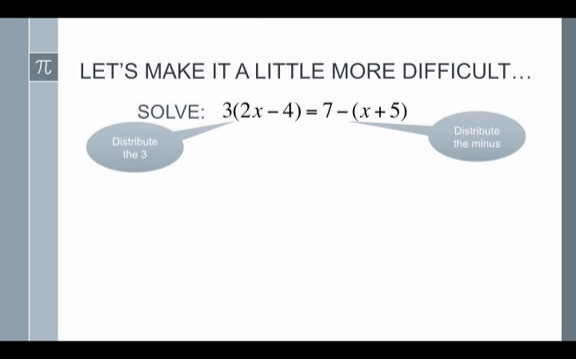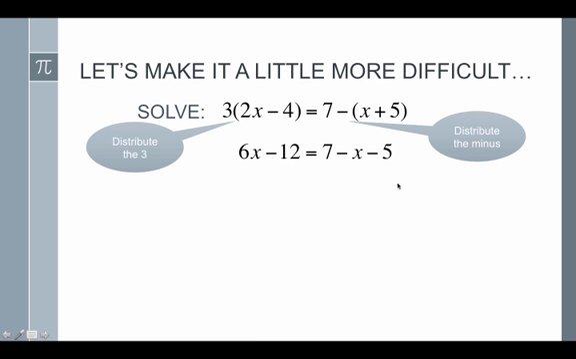All right, when I distribute the 3, note I'm going to get 3 times 2x, which gives me the 6x, and I'm going to have 3 times -4, which gives me the -12. Over on the right side, I just keep my 7, and now I need to distribute this minus into the parentheses, which just makes a -x and a -5.